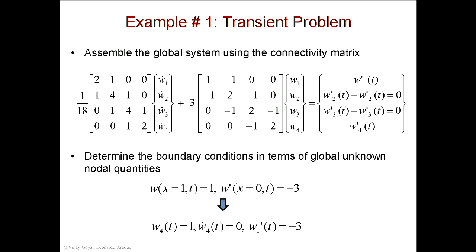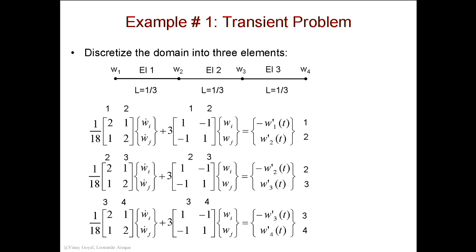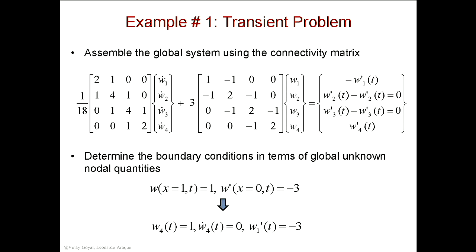So x equals 1 is at the right-hand side, at this boundary. That's W4, and what we're saying is that W4 at any point in time is 1. We're also saying that W prime at any point in time at x equals 0 — at x equals 0, what was my node number? 1. So W1 prime at any time is minus 3. That's what we're saying there.